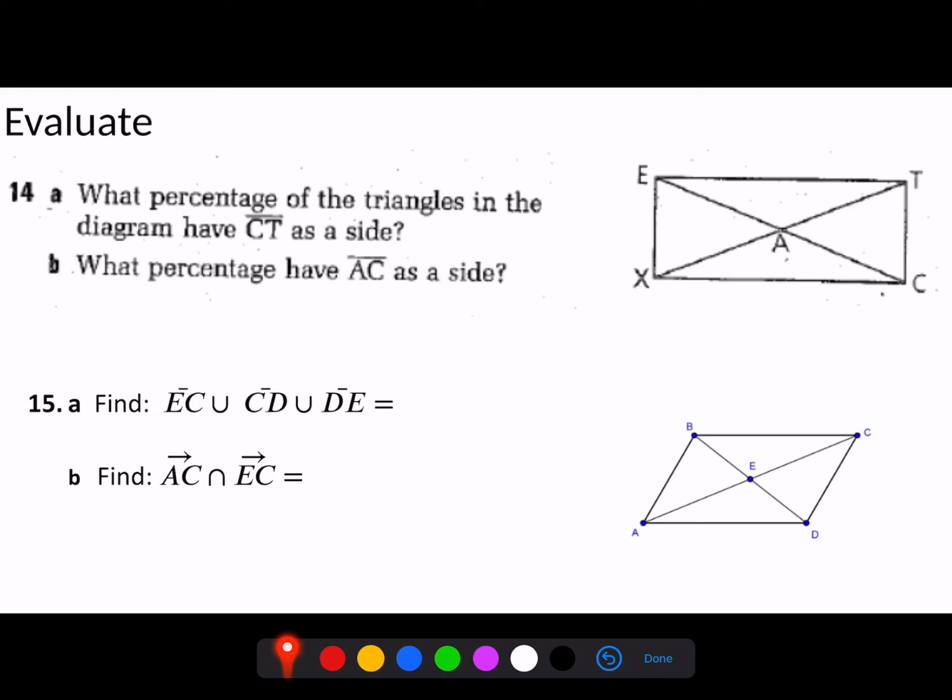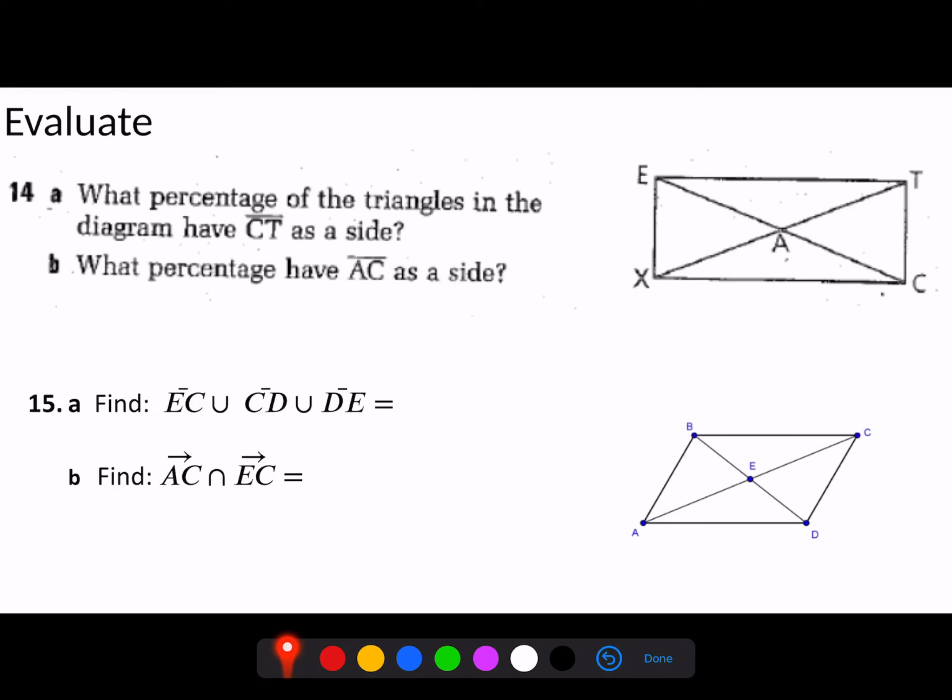All right, so it states, what percentage of the triangles in the diagram have CT, segment CT, as a side? So first I need to count up all the triangles in my diagram. So let's see, I have 1, 2, 3, 4. I have this larger one here, that'd be 5. And then I have one on the other side, that's 6. I have 7. And then I have 8. So I have 8 total triangles here.